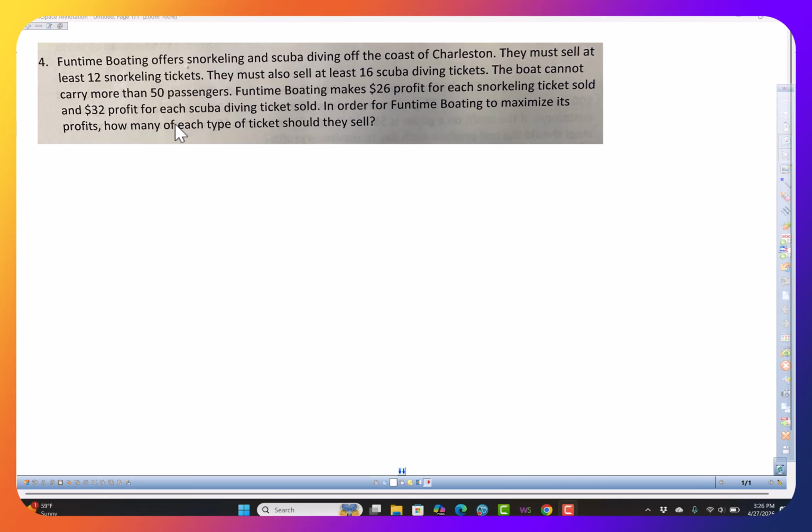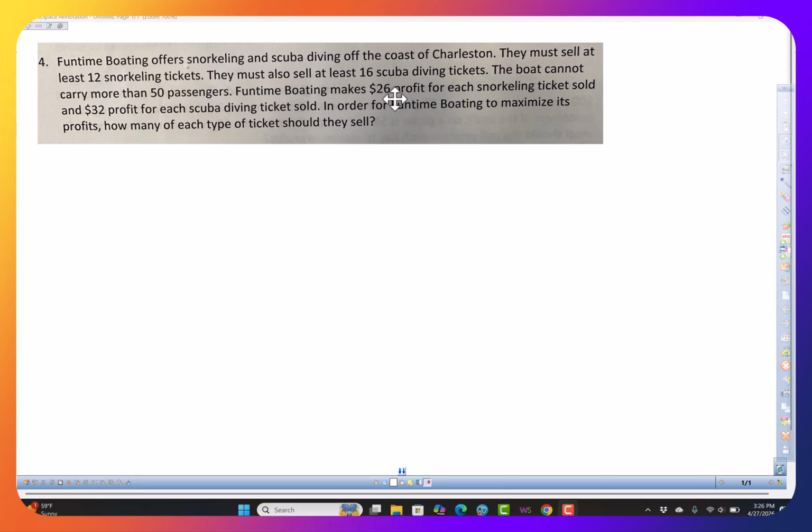Okay, here's another linear programming problem. Funtime Boating offers snorkeling and scuba diving off the coast of Charleston. They must sell at least 12 snorkeling tickets. They must also sell at least 16 scuba diving tickets. The boat cannot carry more than 50 passengers.